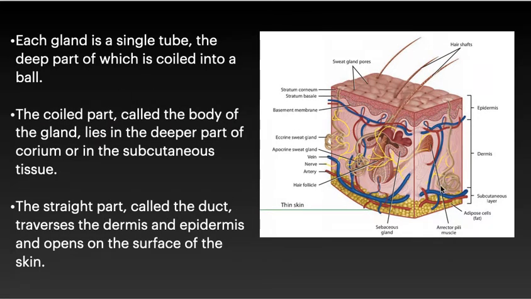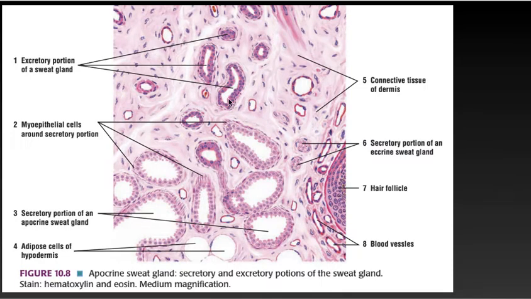Now, each gland has a single tube, the deep part of which is coiled into a ball. The coiled part, called the body of the gland, lies in the deeper part of the corium or in the subcutaneous tissue. The straight part, called the duct, traverses the entire dermis and the epidermis and opens onto the surface of the skin here. Okay, so you can see the excretory portion of the sweat gland.